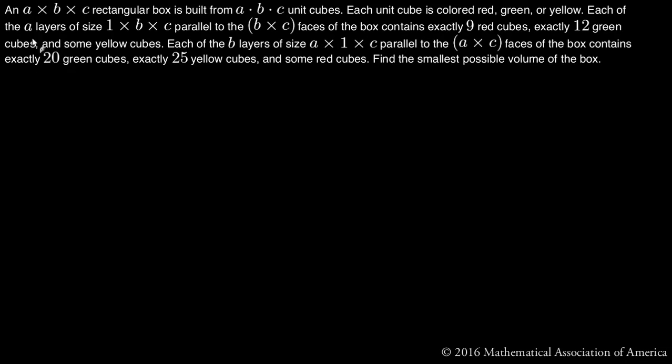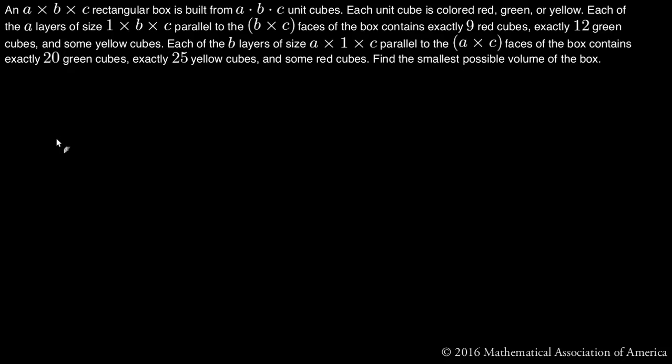Each of the A layers of size 1 by B by C parallel to the BC face of the box contains exactly 9 red cubes, 12 green cubes, and some yellow cubes. Each of the B layers of size A by 1 by C parallel to the AC faces of the box contains exactly 20 green cubes, 25 yellow cubes, and some red cubes. Find the smallest possible volume of the box.